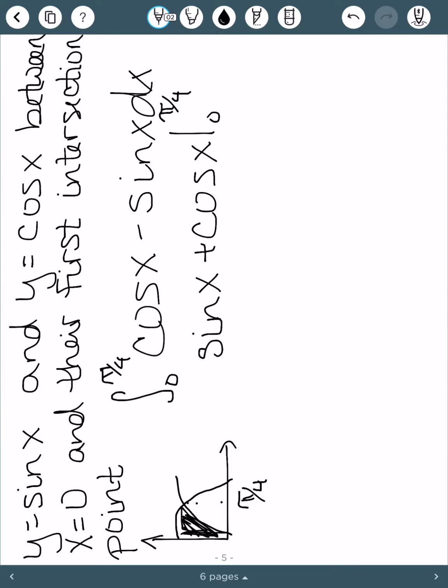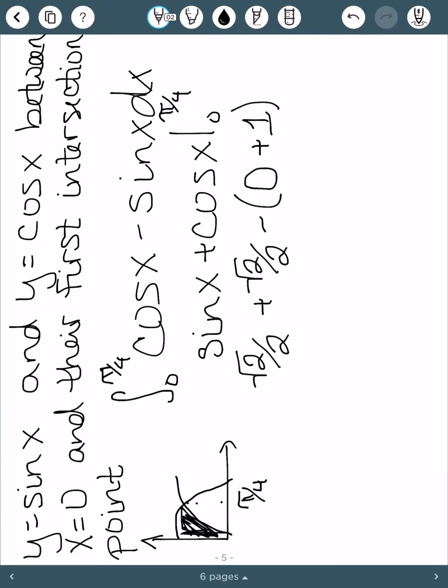Evaluating, sine of pi over 4 is the square root of 2 over 2, and cosine of pi over 4 is the square root of 2 over 2. Sine of 0 is 0, and cosine of 0 is 1. So once we work this out, we get the square root of 2 minus 1.